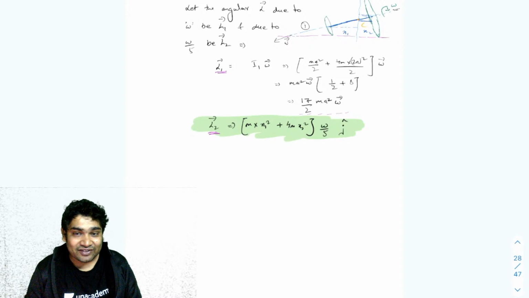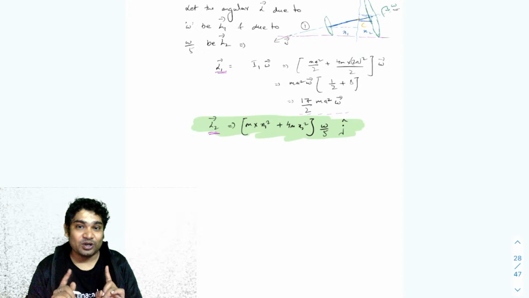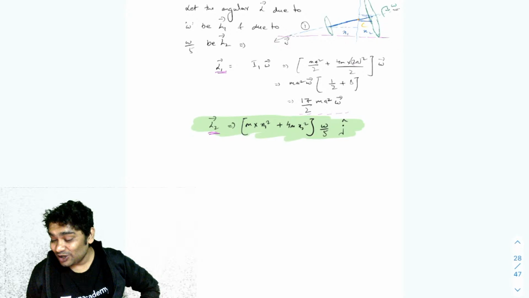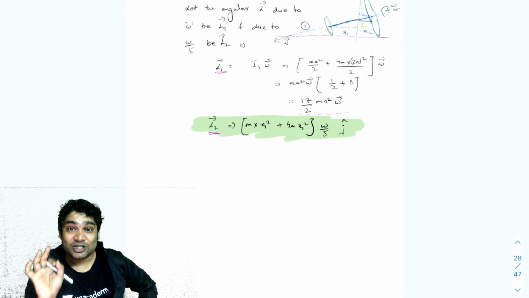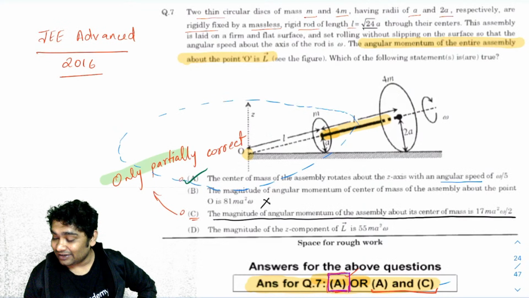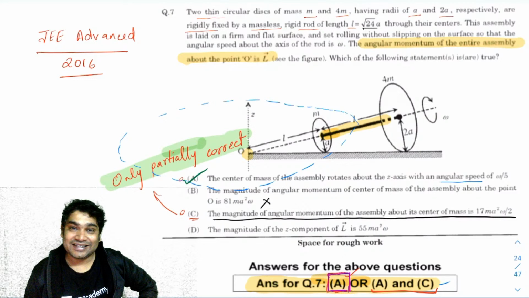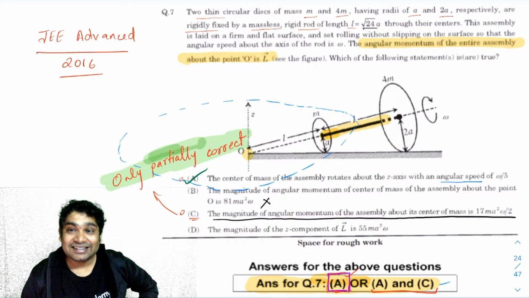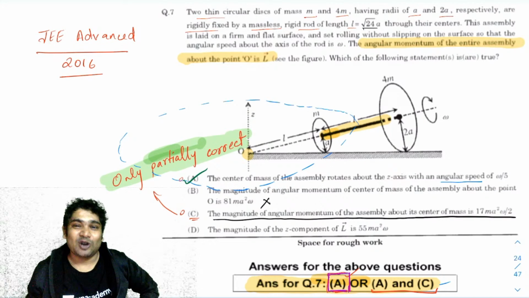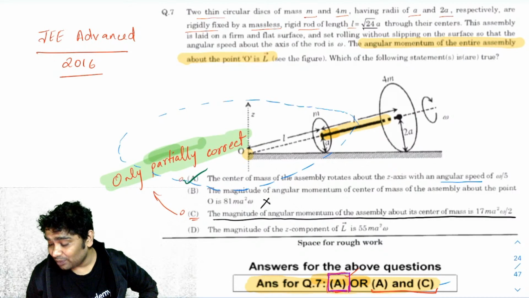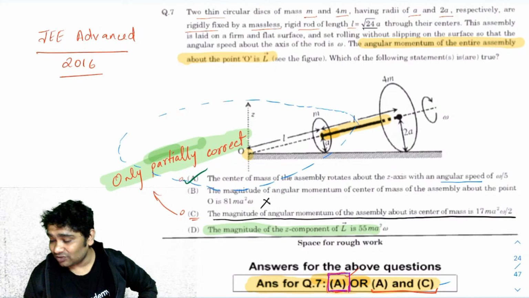The reason why they have given the answer is because they asked something wrong. They shouldn't have asked this question in the first place. The only correct answer is A only, by the way. So actually speaking, C is wrong. C is only partially correct. Only one part of the angular momentum is there in option C. And then, of course, if you solve it further, you will realize that this would come out to be wrong.